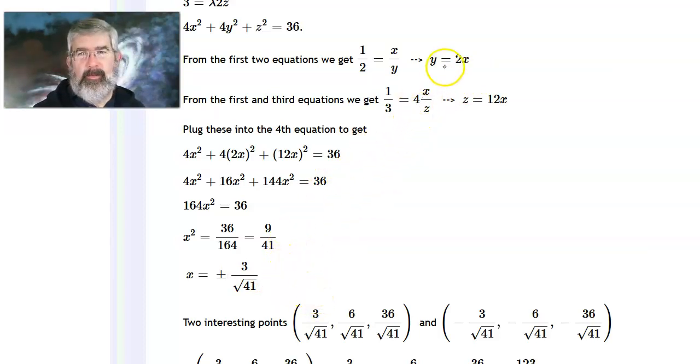So plugging in with positive 3 over the square root of 41, I get y is 6 over the square root of 41 and z is 36 over the square root of 41. Right? So with the positive x value, you get positive y and positive z, and likewise with the negative x value, you get the negative y and the negative z. So there's two interesting points, which, again, doesn't surprise me because this was an ellipsoid, and the level surfaces were all planes that were all parallel to each other. So there's going to be a first one that hit it and a last one that hit it, and these are the points of contact. Right?